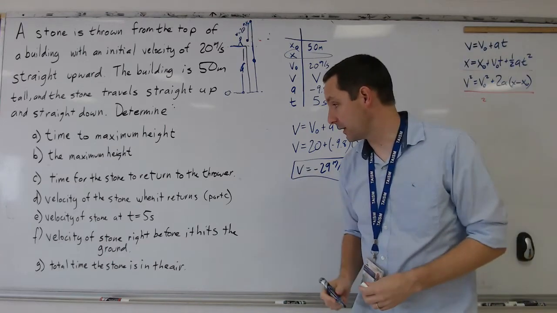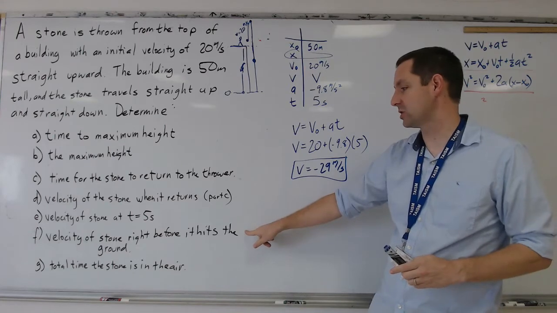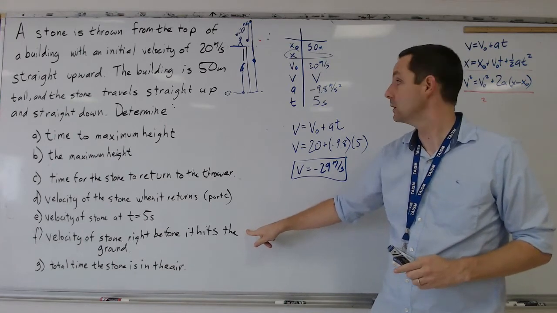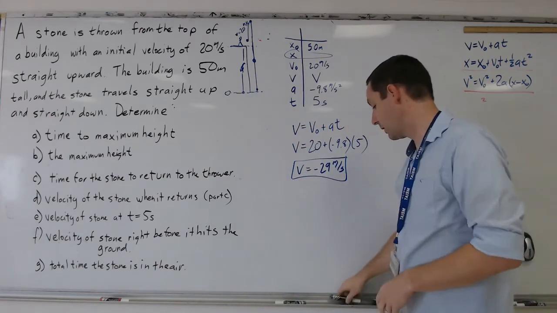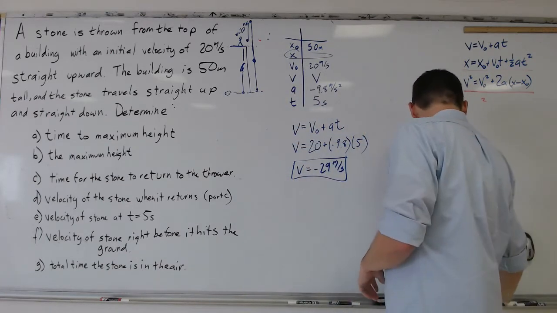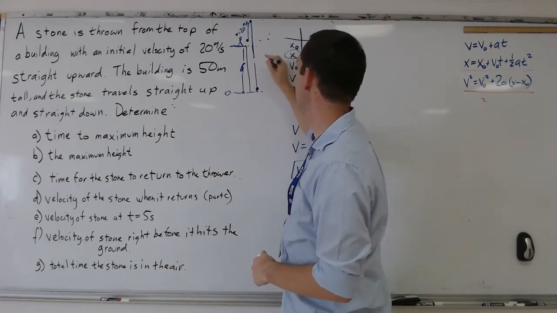All right, moving on to letter F. Letter F now changes the point again. It says, what is the velocity of the stone right before it hits the ground? Okay, so now we're all the way down here at the ground. Again, we're going to go ahead and change so that we can make sure that we're looking at this point, not that point right there.